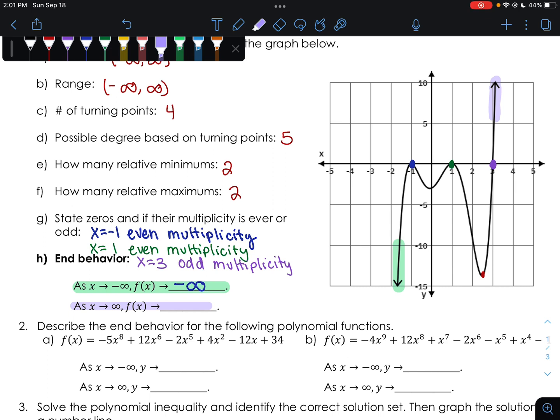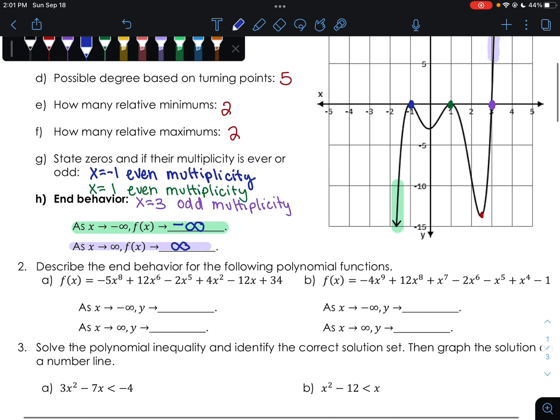Okay, so as x approaches positive infinity, that is the right side of the graph, f of x is going up, which means it's approaching positive infinity. So my left end behavior is as x approaches negative infinity, it goes down towards negative infinity. As x approaches positive infinity is my right side, and it's going up towards positive infinity.